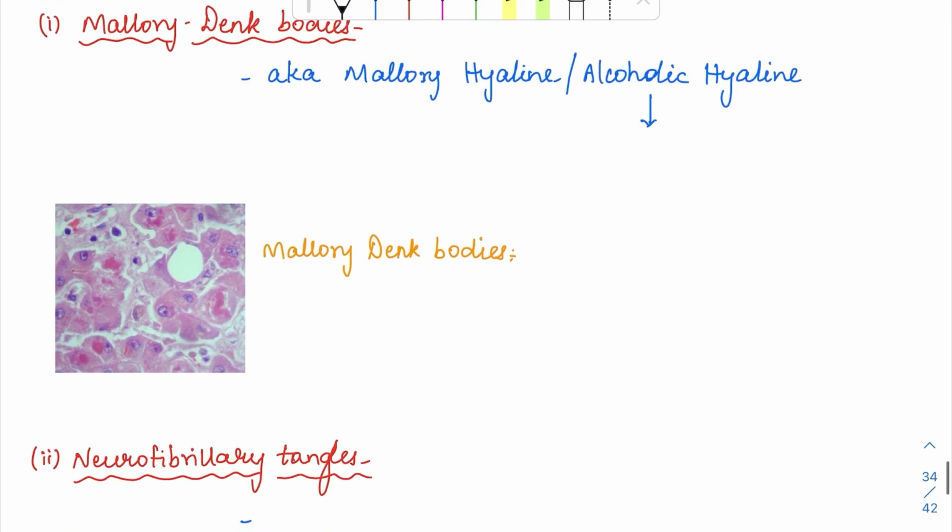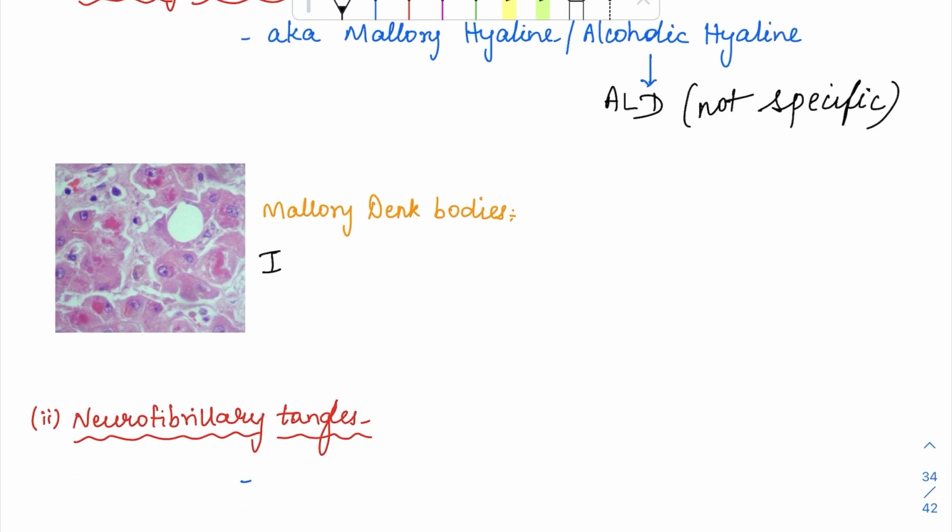Mallory-Denk bodies are also called Mallory hyaline or alcoholic hyaline. As the name suggests, it is seen most commonly in alcoholic liver disease, but it is not specific for alcoholic liver disease because it is seen in other liver diseases as well. But the maximum number is seen in alcoholic liver disease. It is basically an intermediate filament composed of cytokeratin 8 and 18. So it's a very important question.